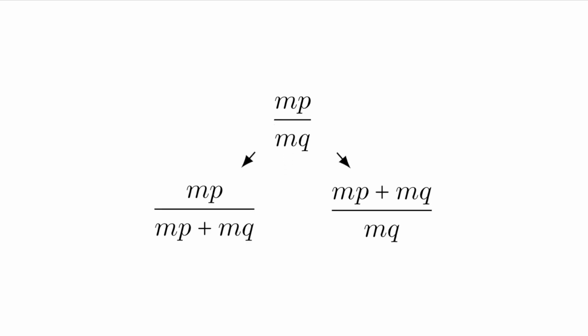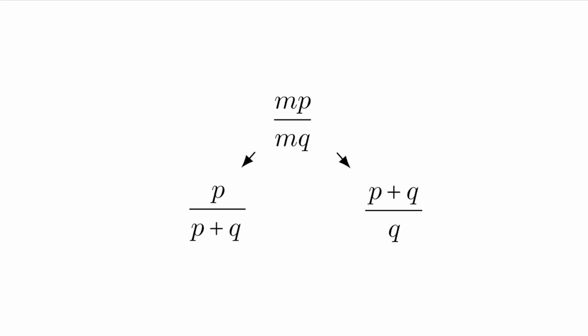For a rational number p over q, consider scaling the numerator and the denominator by some non-zero number m. Then the left and right rules produce these fractions, which can both be factored, and the m's cancel. So the results are the same as if we didn't multiply by m's in the first place. This seems apparent, but it wouldn't be true if the left and right rules weren't linear in the numerator and denominator.